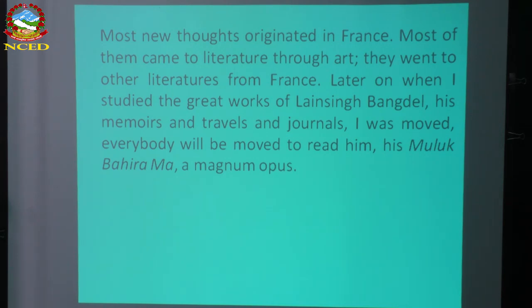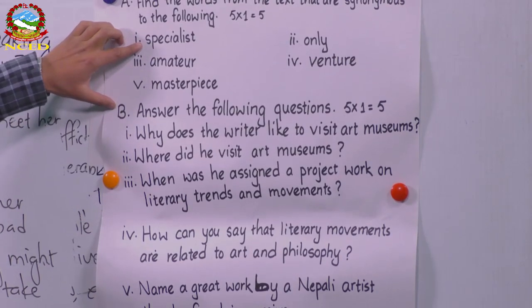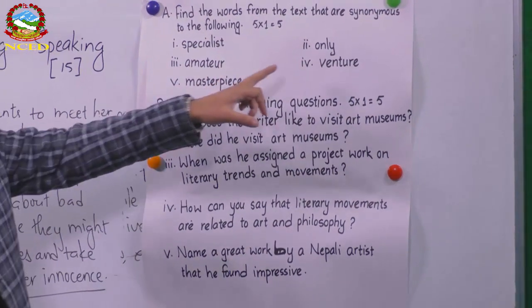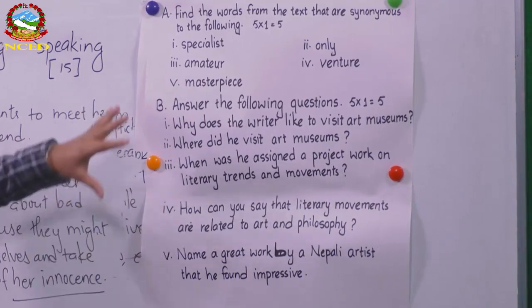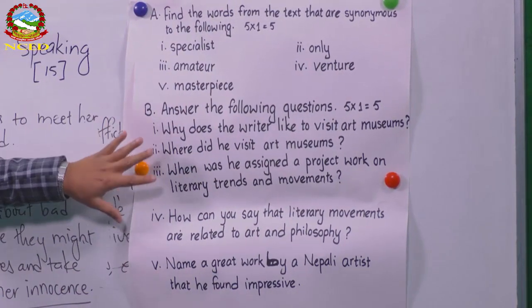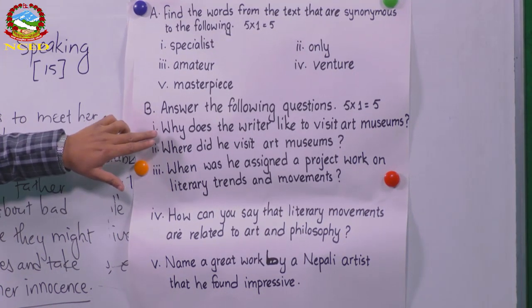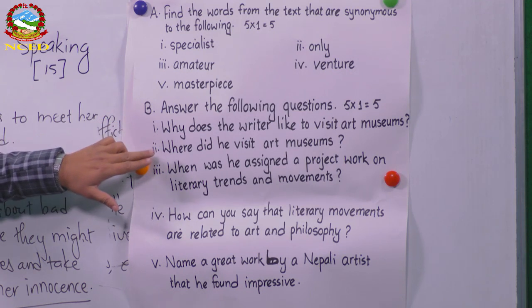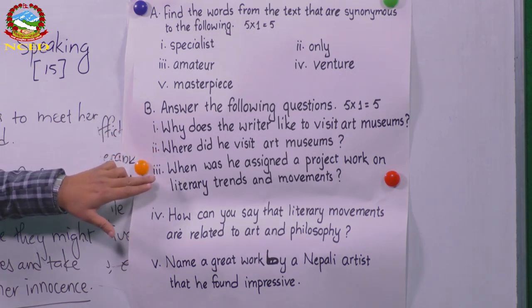These are the questions, like similar word meanings: specialist. What might be the similar word meaning from there? Only, amateur, venture, masterpiece. Find out the similar words from that text. And I have got some questions for you here. Why does the writer like to visit art museums? This is the first question. Second, where did he visit art museums? In which countries? Find out the answer.